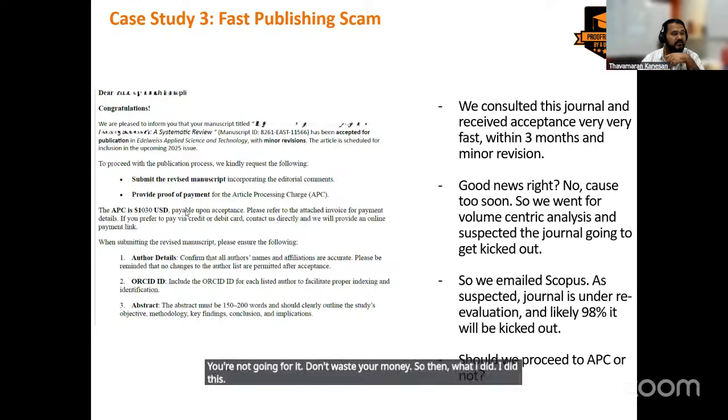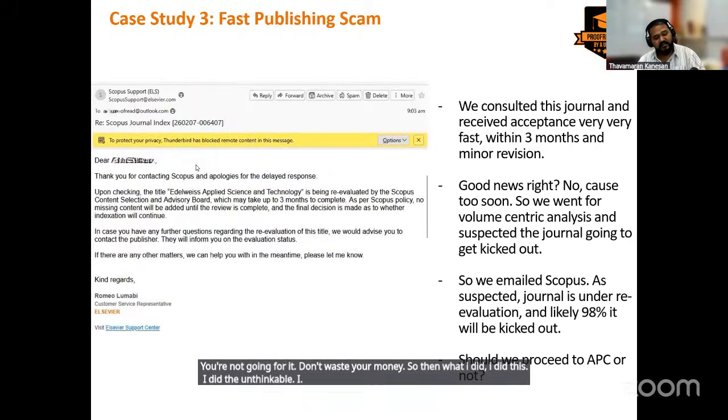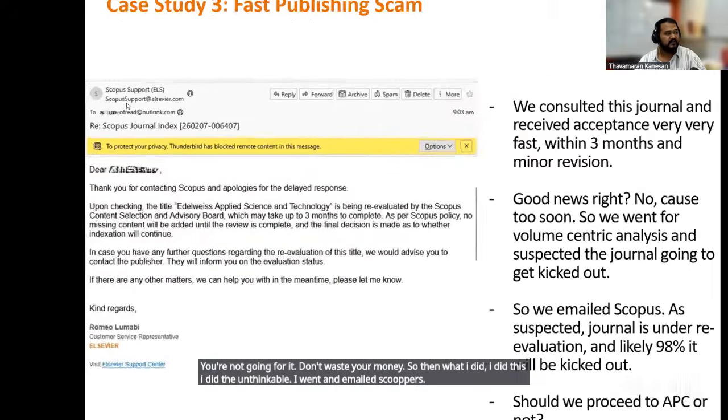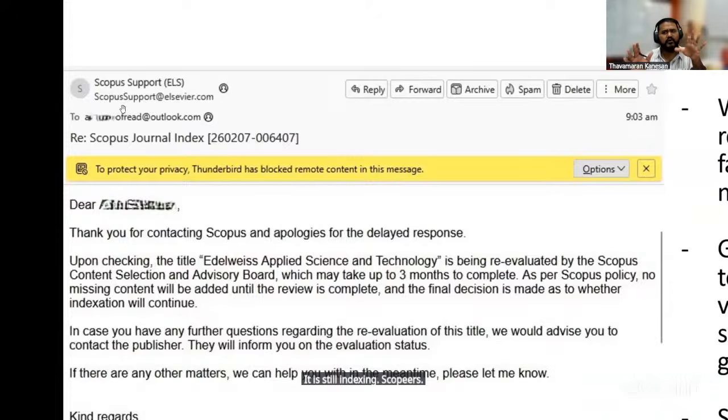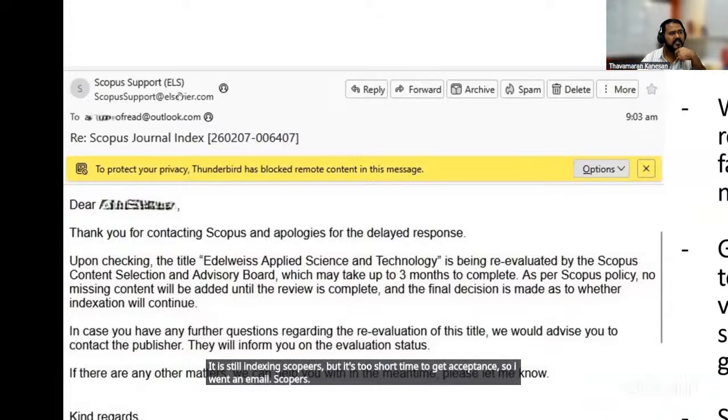I did the unthinkable. I went and emailed Scopus itself. Okay, because at that point in time, when you check in Scopus website, it's still indexed in Scopus. It is still indexed in Scopus, but it's too short time to get acceptance. So I went and emailed Scopus. Scopus support@elsevier.com. Remember this email, Scopus support@elsevier.com.